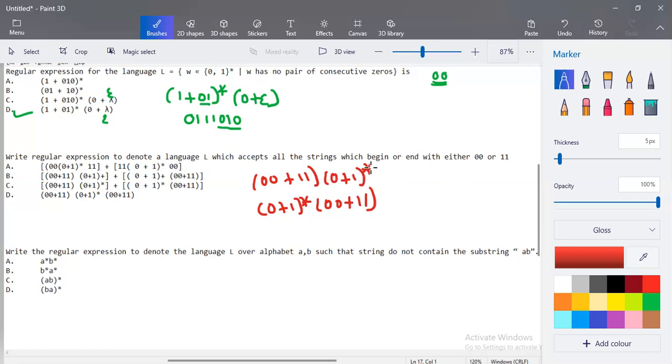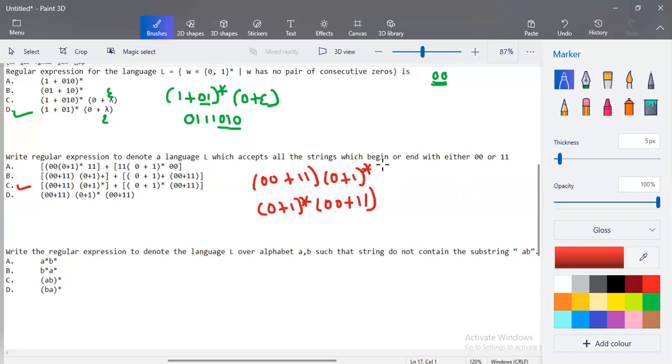Very good. So here it is star. Star means 0 or more combinations. We are not sure whether you have an element or not. But if it starts with either 00 or 11, it is accepted. And similarly here it is (0 plus 1) the whole star, 0 or more combinations of zeros and ones, followed by either 00 or 11. So the input either starts with 00 or 11, or ends with 00 or 11. If you have any elements in between, it is not an issue. So this is the option that we are looking for. Okay, so this is the correct answer.